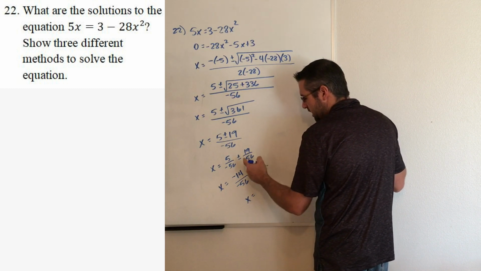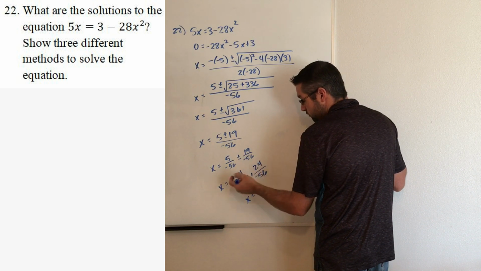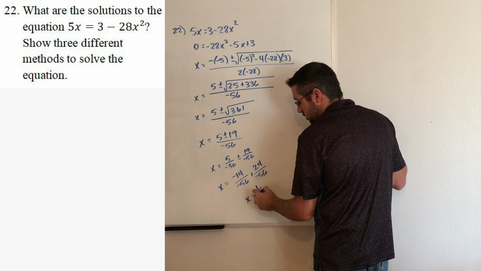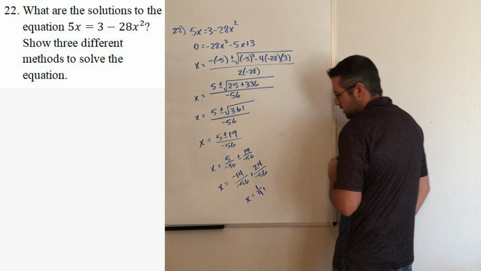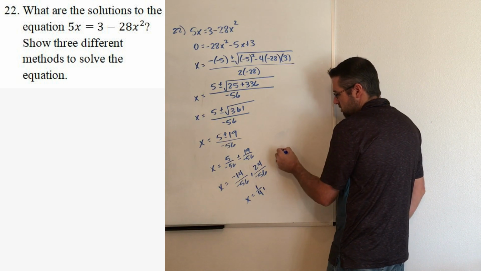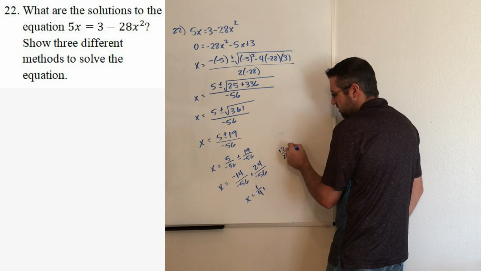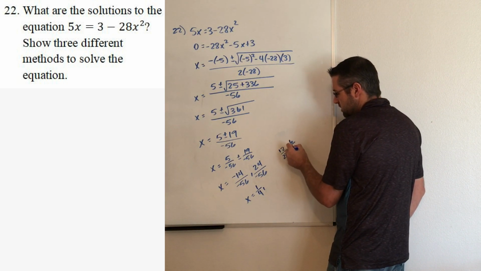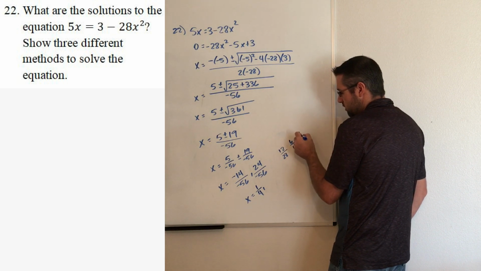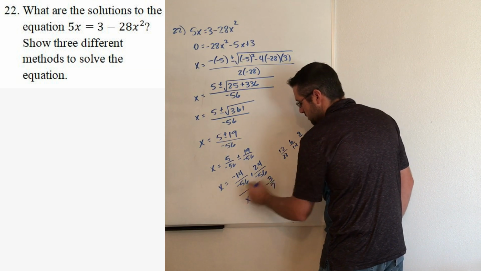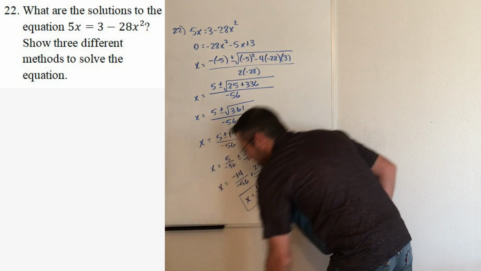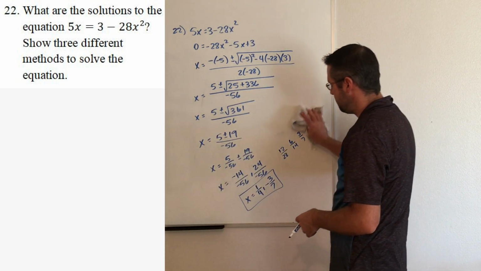We could divide those by 14 actually. So this is going to be 1 over 4. And then here we can divide by 2, that'd be 12 over 28, divided by 2 again, you get 6 over 14, divided by 2 again, we get 3 over 7. So we end up with negative 3 over 7. So there's our answers, again, using the quadratic formula.